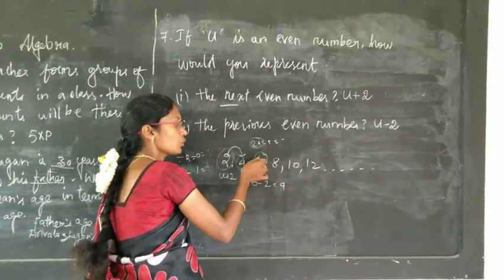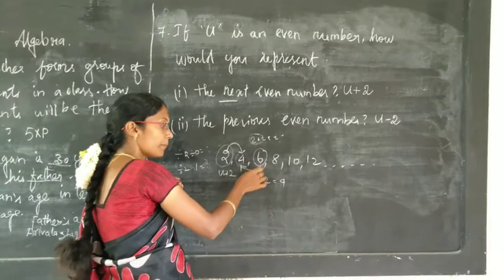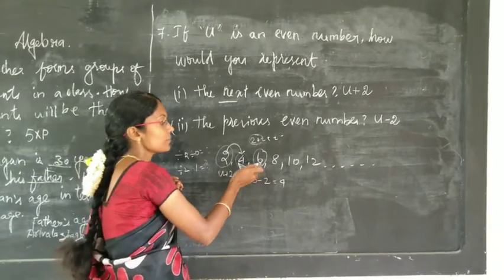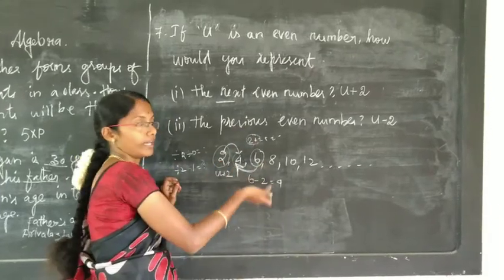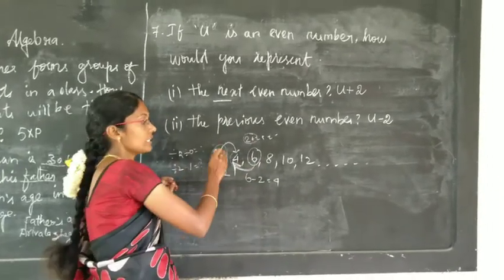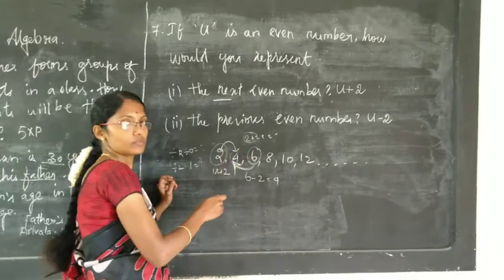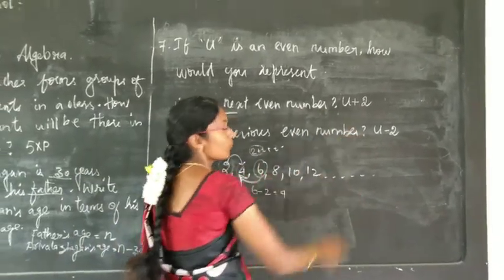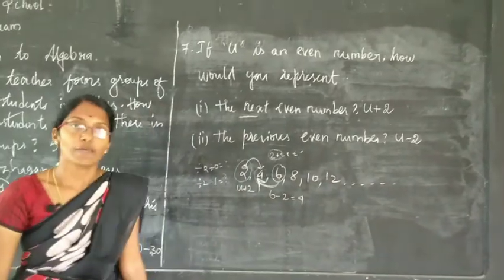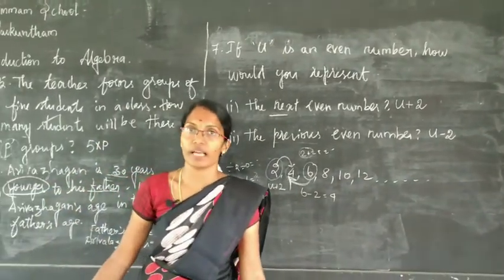u is an even number. If you subtract 2 from that, what will you get? The previous even number. Previous means the before number. Next means the after number. So the previous means u minus 2. The next even number means u plus 2. Okay, so have you all understood the concepts we have discussed so far?